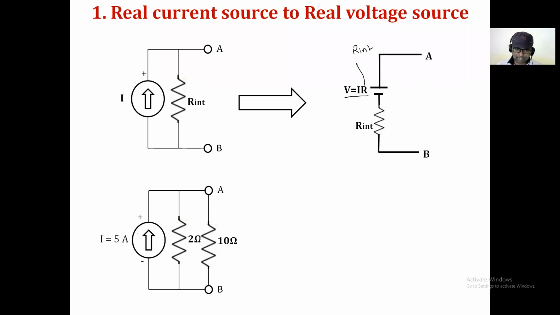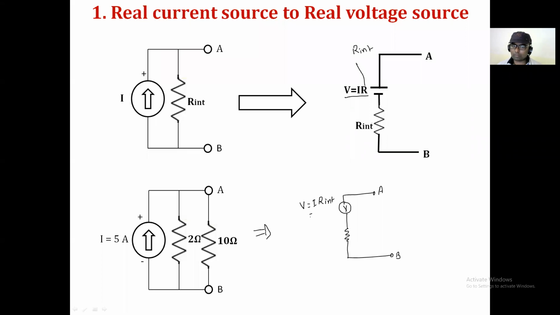If here I consider that this is a real current source, and a 10 ohm resistance is connected between the points A and B. And now we have to convert it into a real voltage source. When I say real voltage source, so definitely one voltage source, with terminal A, and one resistance, internal resistance, in series with that voltage source. Now the thing is how to calculate the value of this voltage source. So simple, apply Ohm's law, I into internal resistance.